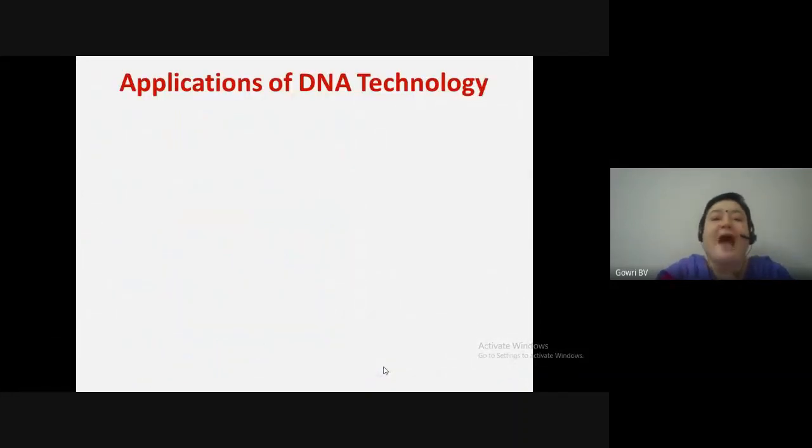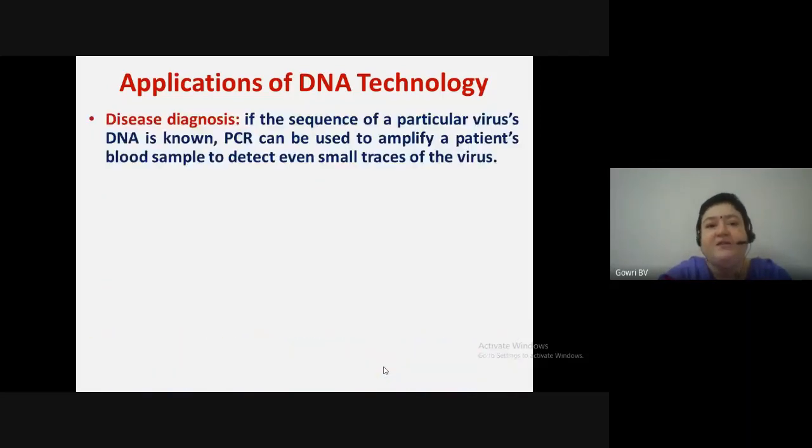And we will go with the applications of rDNA technology, the recombinant DNA technology. Number one, it is used in the diagnosis of various diseases. One specifically mentioned is viral DNA, which can be detected with PCR. If the sequence of a particular virus DNA is known, PCR can be used to amplify a patient's blood sample to detect even small traces of the virus. That is what is now done with COVID-19. So you can use recombinant DNA technology to diagnose disease.